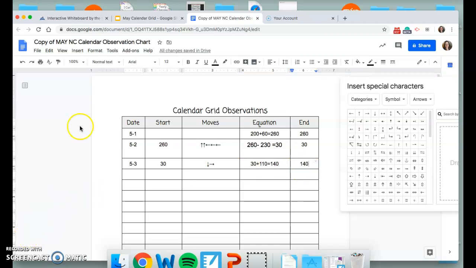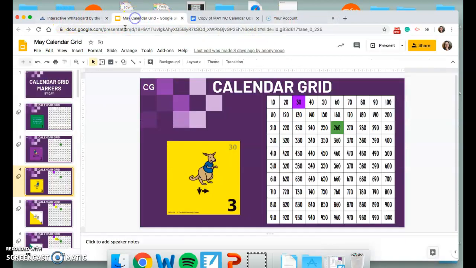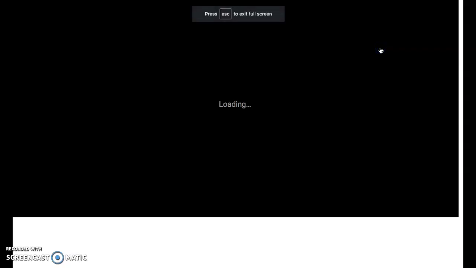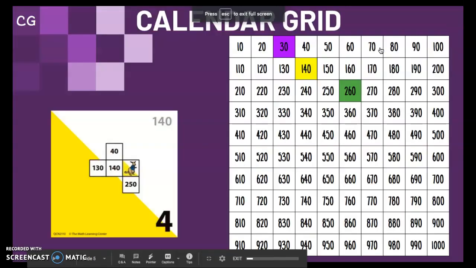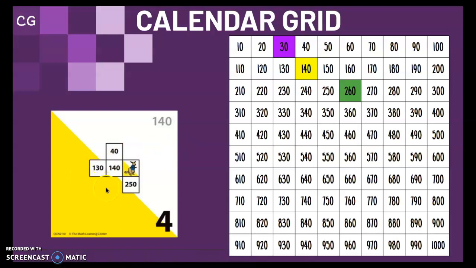Now let's go ahead and take a look at card 4, which is today's card, May 4th. So today's card, let's take a look. Now this card looks a lot different than the other cards we've been seeing. This card doesn't have words. It doesn't have any arrows. It actually has a piece from our thousands grid. So we have to look. Yesterday he landed at 140. We have to figure out how does he get to the next square over. Looks like he just jumped 1 to the right.